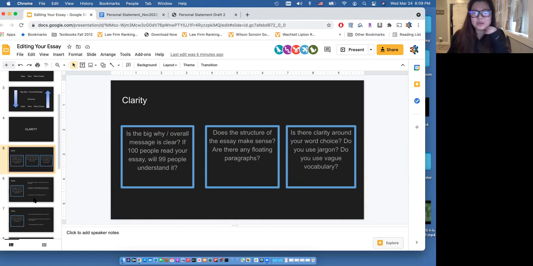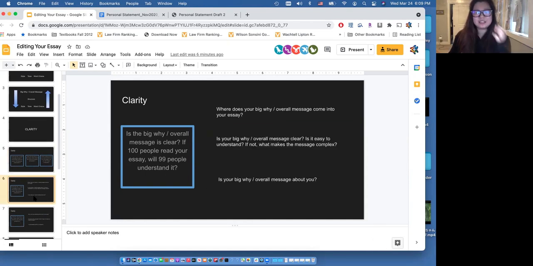So digging one step further, when I go through an essay and edit, I personally like to ask a lot of questions. When you're editing your own essay, it might be really hard to say, oh, I know exactly where I need to edit. So questions can get you to the answer a little bit quicker and give you a little bit more clarity in how to edit your essay.